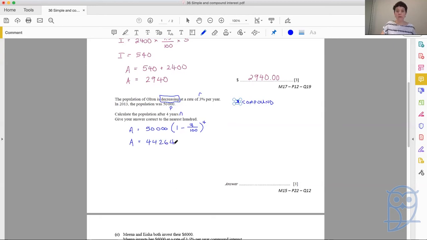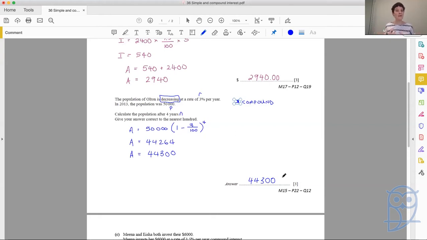44264, but they asked for the answer to the nearest 100. So we have a 2 in the hundreds, the 6 is telling us to go up, so A equals 44300 to the nearest 100. So our final answer, 44300. That is our population after the 4 years.